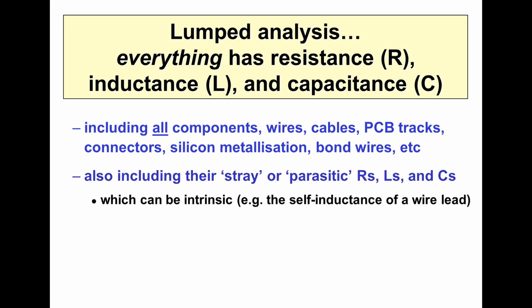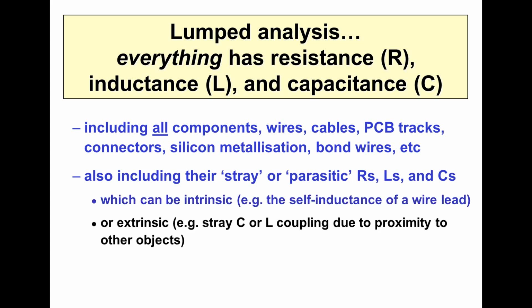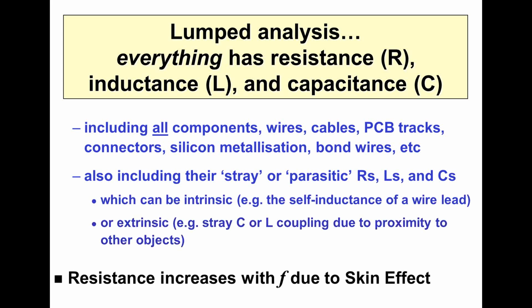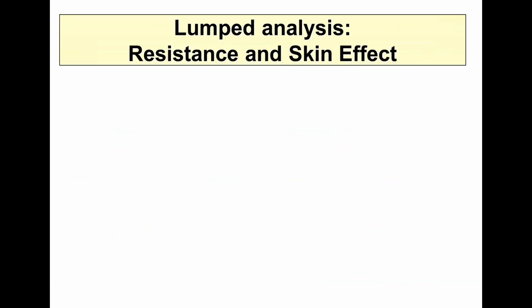So we can talk about intrinsic RLC, like the self-inductance of a wire lead, and we can talk about extrinsic RLC, the stray capacitance or inductive coupling due to proximity to something else. And resistance. Poor old resistance actually has a frequency dependency because of skin effect. So we need to look at that. Resistance isn't as boring as it might have seemed.